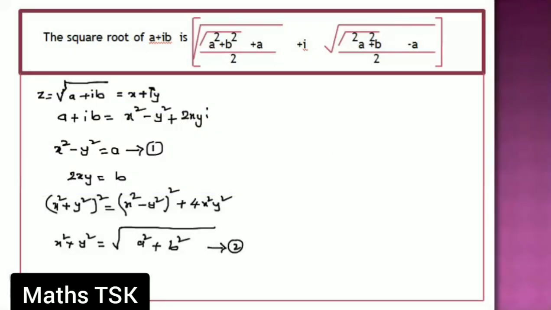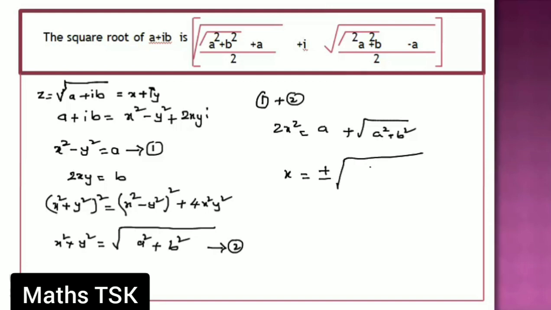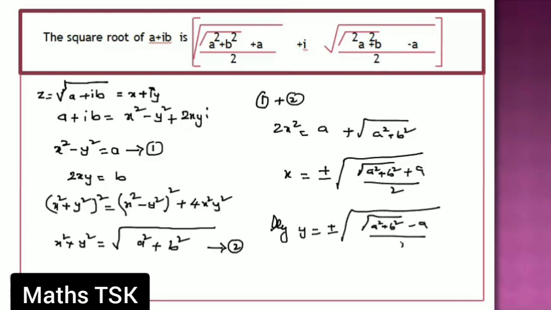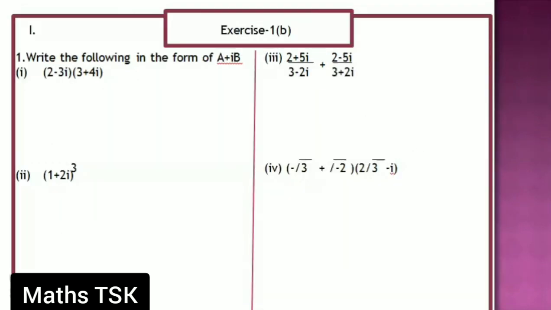Equation number 2. When you add 1 and 2, you will get 2x square is equal to a plus root of a square plus b square, isn't it? So I can write x as plus or minus root of (root of a square plus b square plus a) by 2. Similarly, y is equal to plus or minus root of (root of a square plus b square minus a) by 2. Okay. When you subtract 2 minus 1, I will get 2y. So this is the value of x and y.